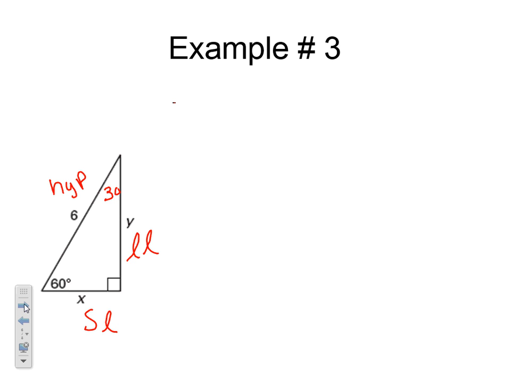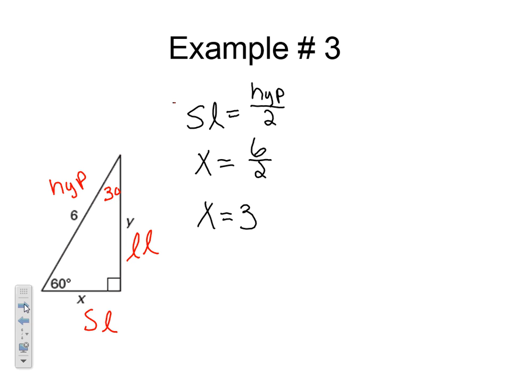So I don't know my short leg. Whenever I work with 30, 60, 90 triangles, I want to find my short leg first, so I need to do that. I know my hypotenuse, so when I plug this one in, I'm going to have short leg equals my hypotenuse divided by 2. So my short leg is x equals my hypotenuse, which is 6, divided by 2. So x equals 3.